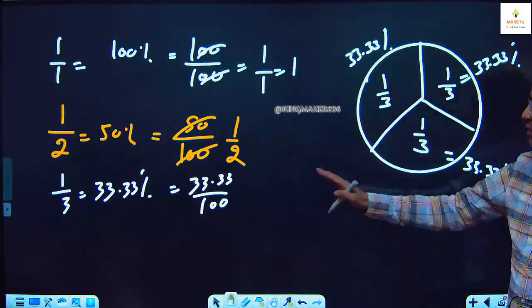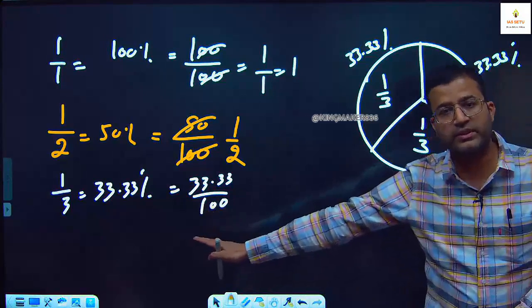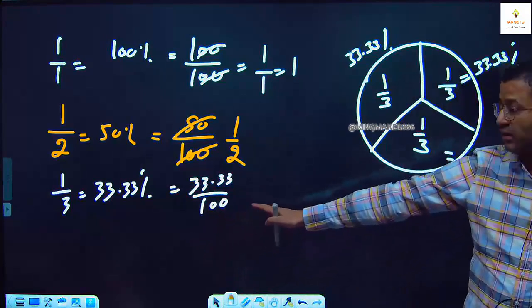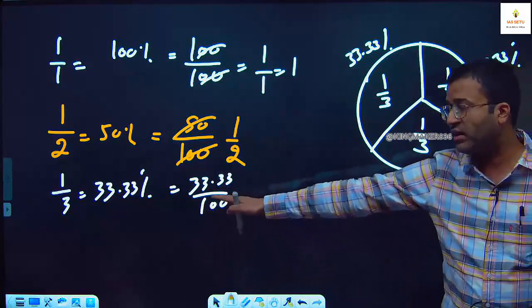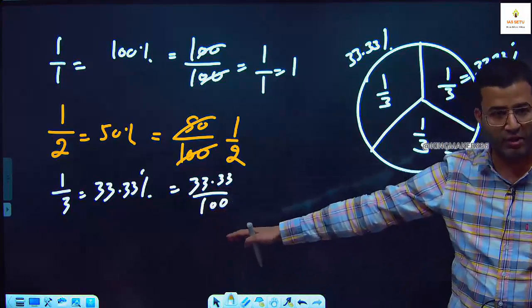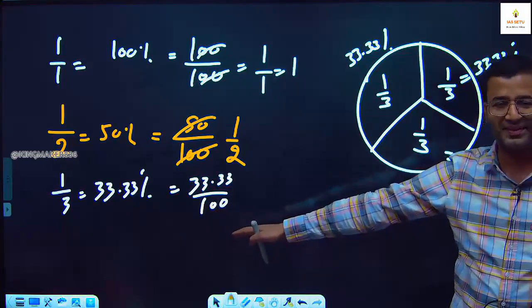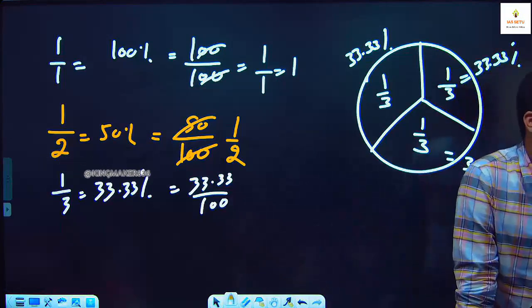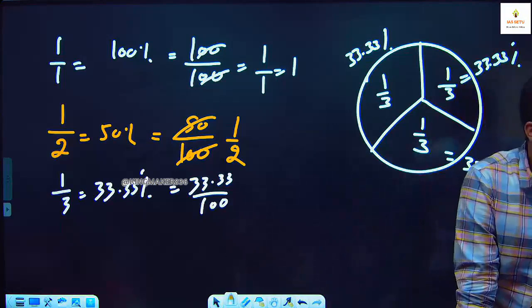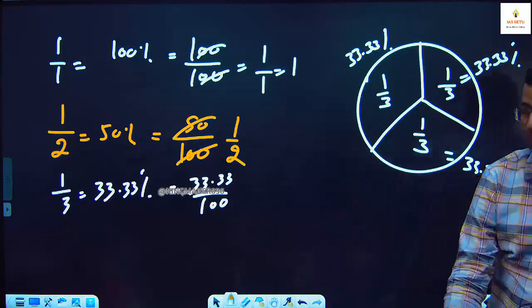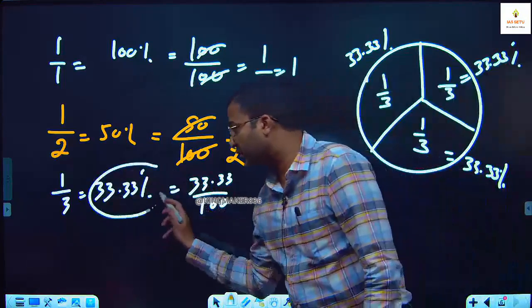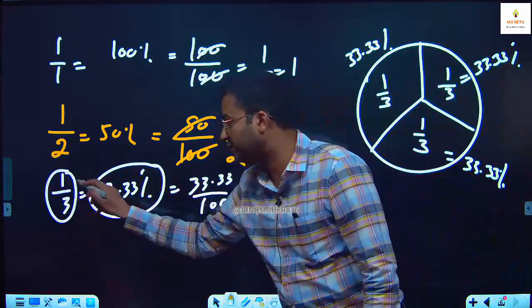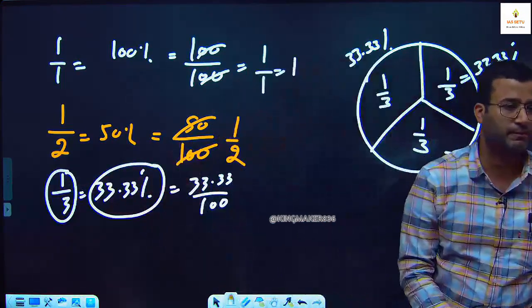See here, 1/3 is 33.33%, magical value. Okay? In school days, our target was to get this, even now in CSET also. Okay, we are running after this only. So 1/3 is 33.33%, 33.33% is 1/3. Okay? So we can convert percentage into fraction, fraction into percentage.